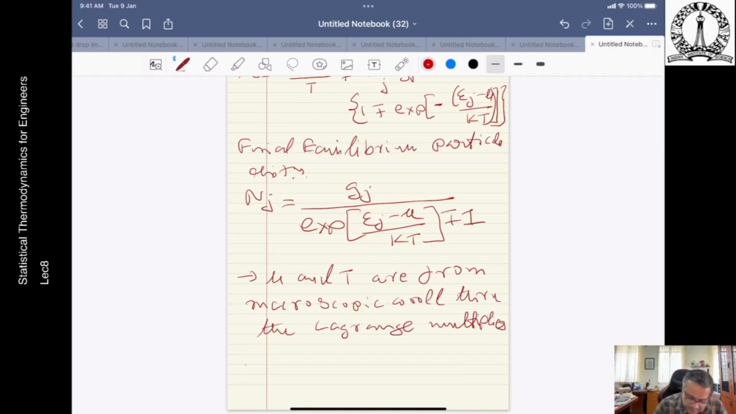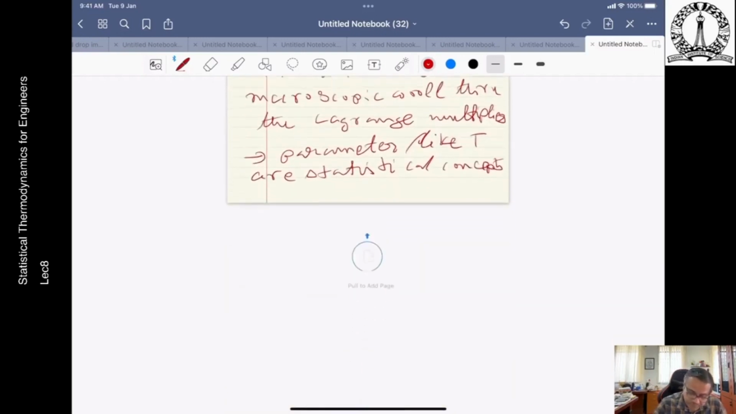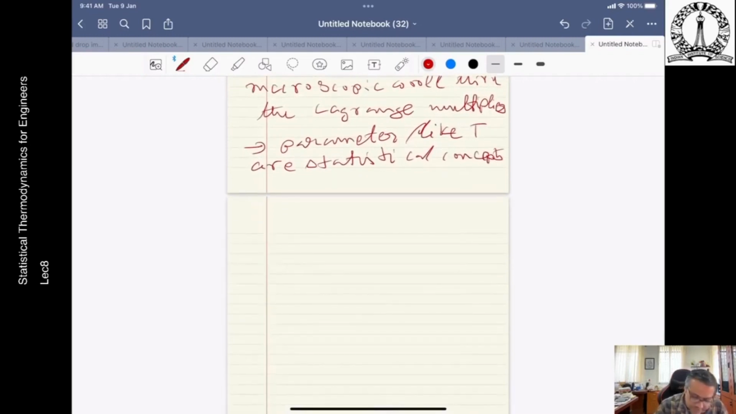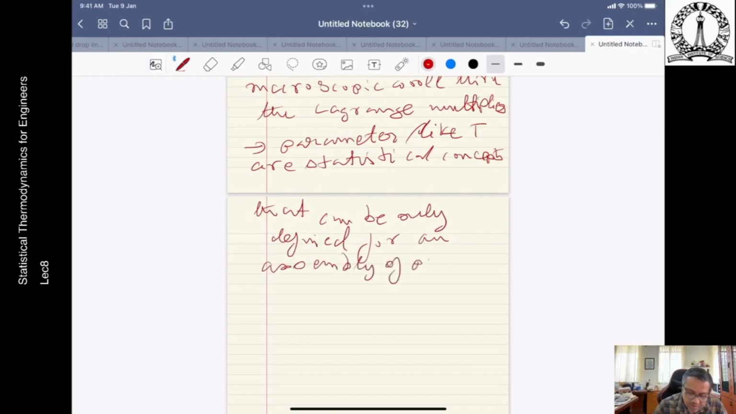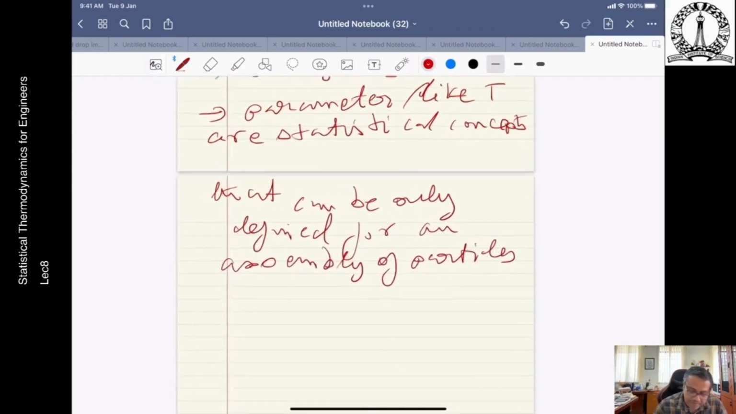So parameters like temperature are therefore statistical concepts that can be only defined for an assembly of particles.